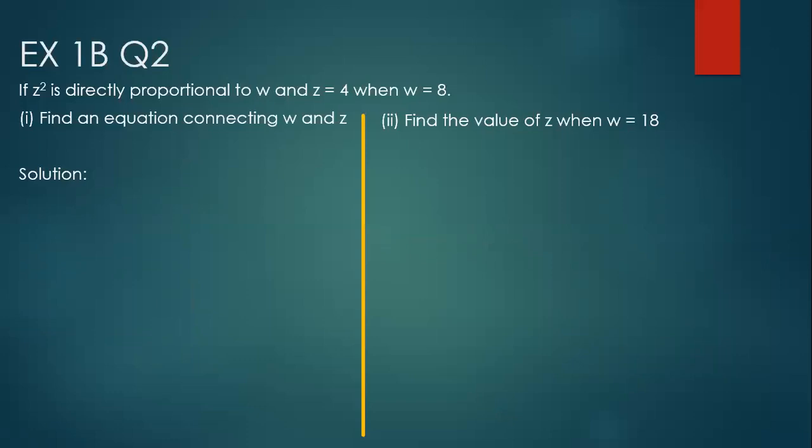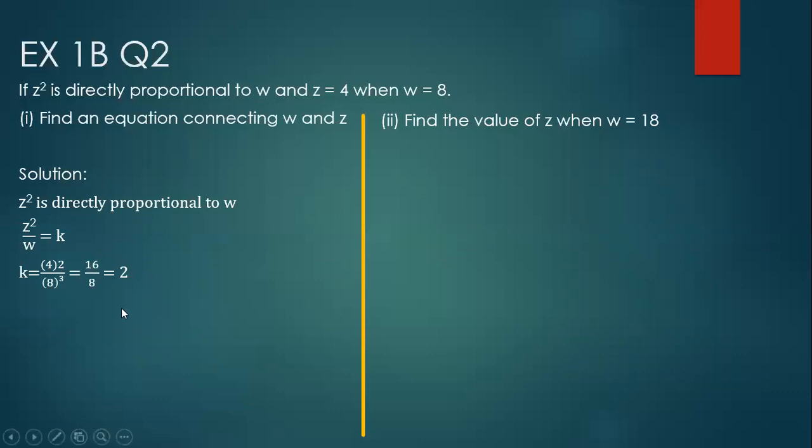z square is directly proportional to w, and z is 4 when w is 8. Remember, z square is directly proportional to w, so we can write it as z square upon w is equal to k. Replace z with 4 and w with 8. So the square of 4 is 16.